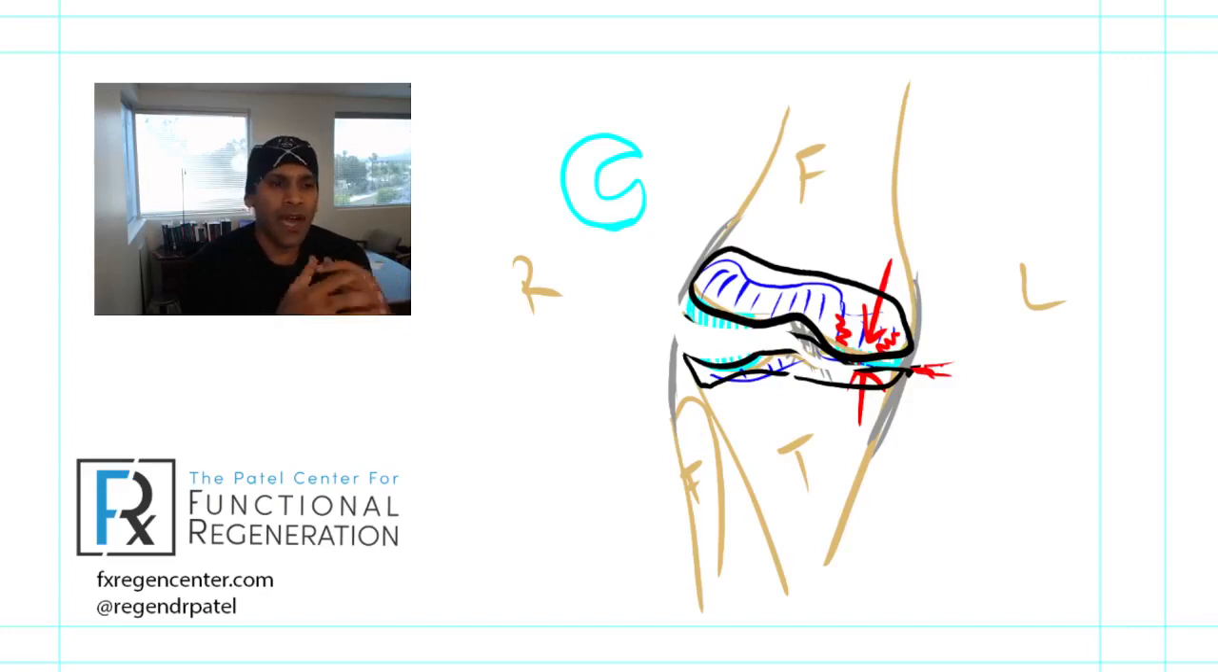Prolotherapy or sugar water injections for milder conditions could be appropriate at actually waking up the environment inside the joint, right? Because sugar water, when injected, or what's called prolotherapy, actually causes a little bit of irritation, tricks the body into thinking that it's a new injury, and kind of kickstarts the healing process in that area. So for milder conditions, prolotherapy, sugar water injections could be very, very reasonable.